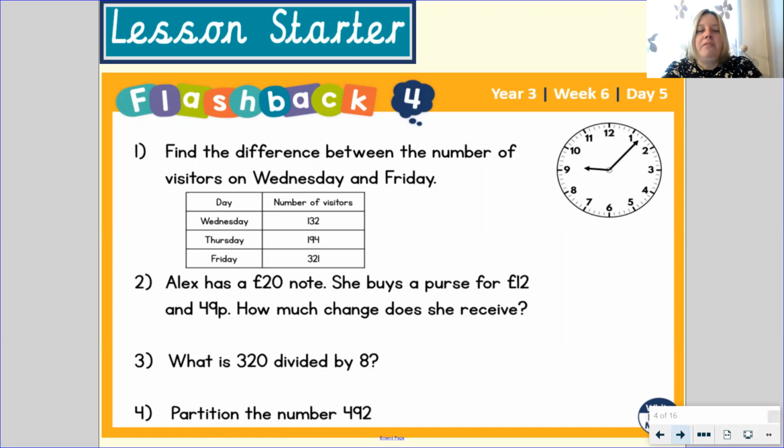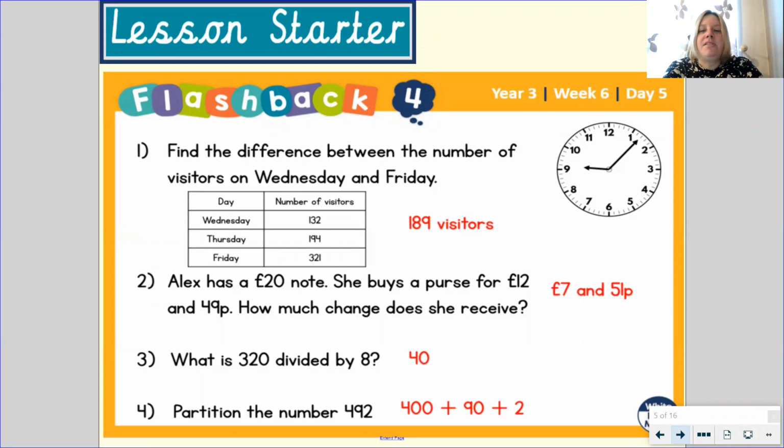Question number 3. What is 320 divided by 8? Question number 4. Partition the number 492. So you need to write how many hundreds are in the numbers, how many tens are in the number, and how many ones are in the number. Pause your video now and have a go.